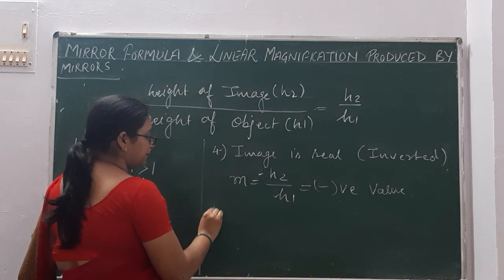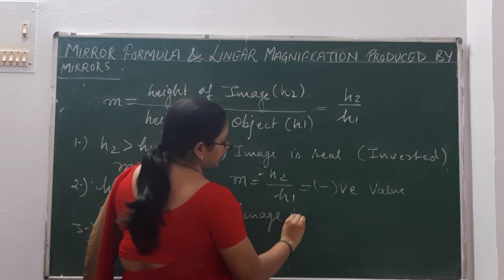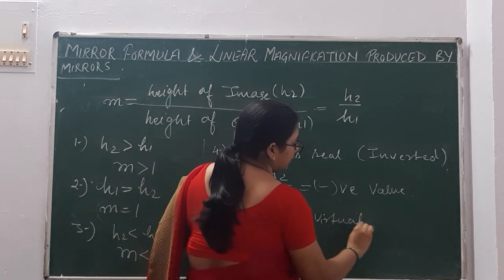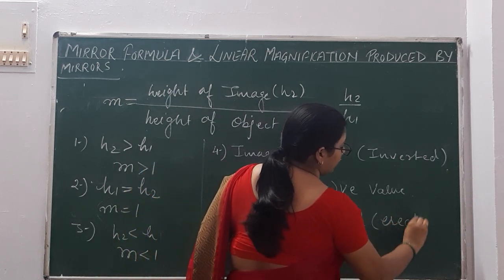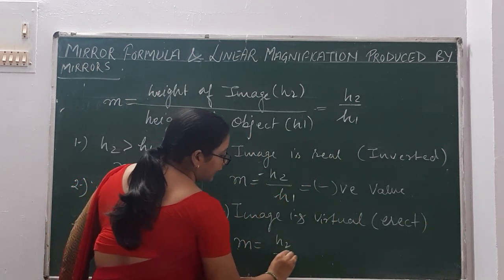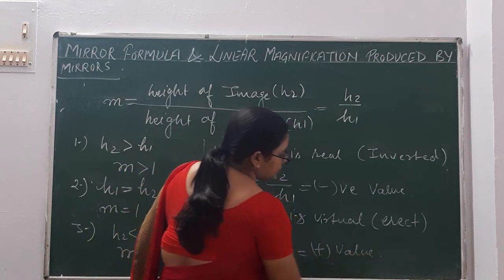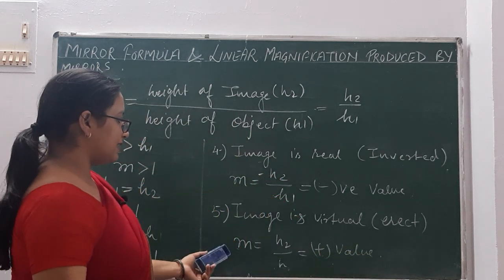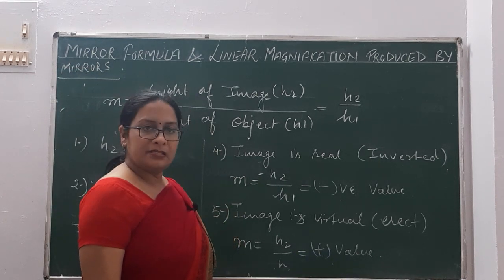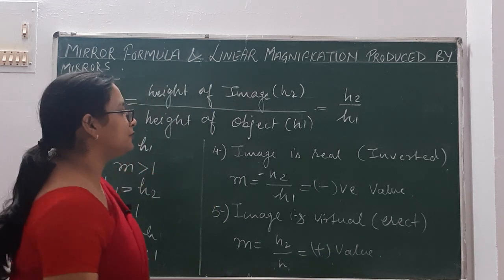And fifth case, if the image is virtual, and virtual images are always erect, so the magnification is h2 by h1 and it is a positive value. So children, if in any numerical it is given the magnification is positive, it means that the image is virtual and erect. Okay children, now move to some examples.